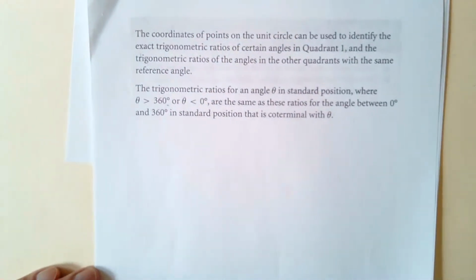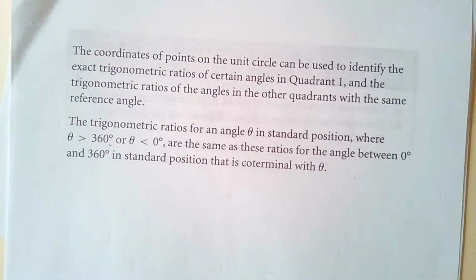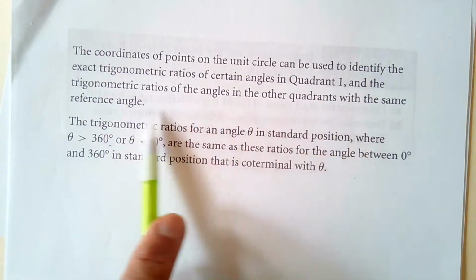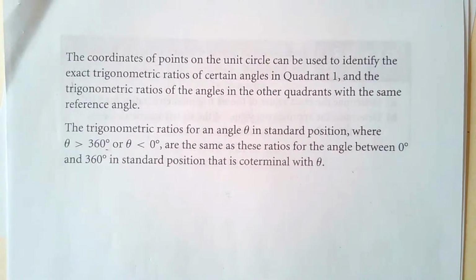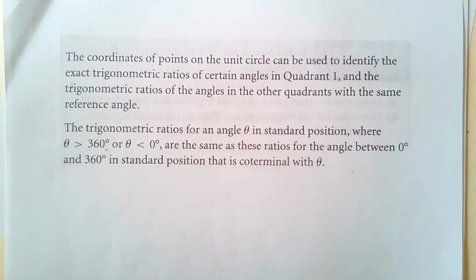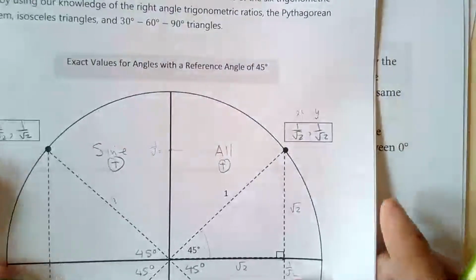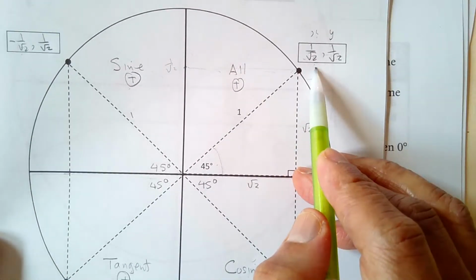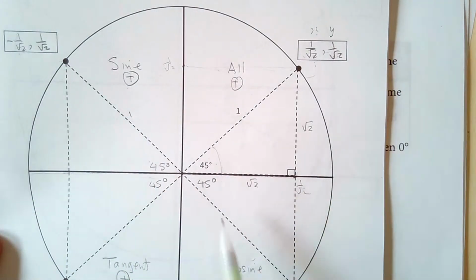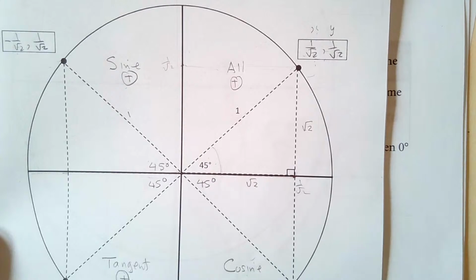Okay, just a little bit of note here. The coordinate points on a unit circle can be used to identify the exact trig ratios of an angle in quadrant 1 and the trig ratios of the angle in other quadrants with the same reference angle. So that's why if I know the trig ratio in quadrant 1, these are all the different reference angles, 45 degrees, I can then use it to find the trig ratios for the other ones.